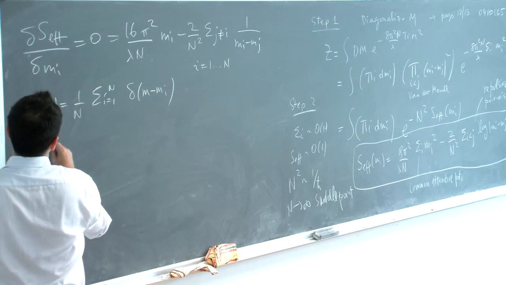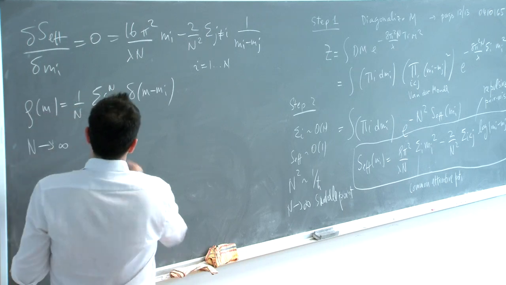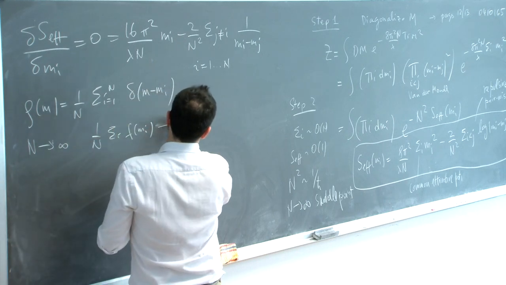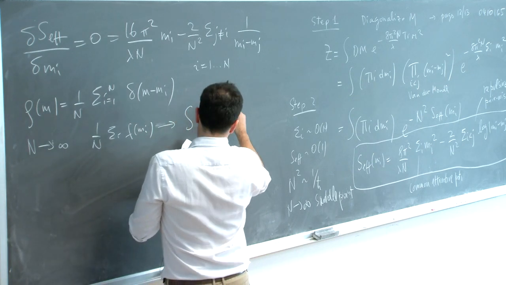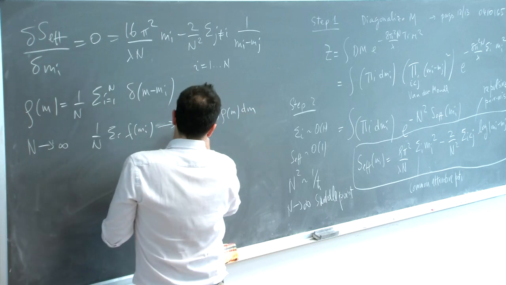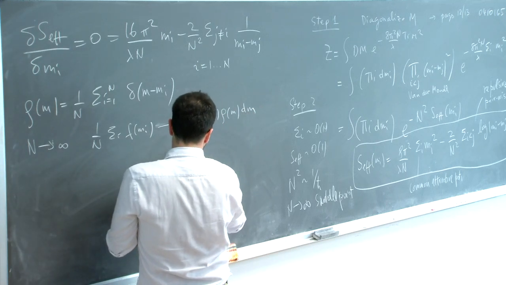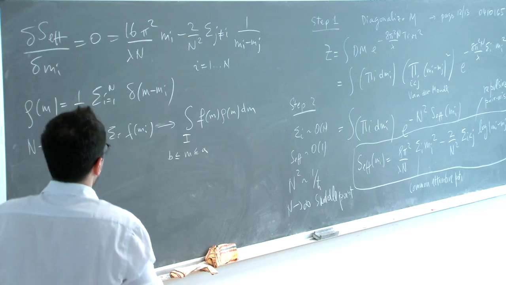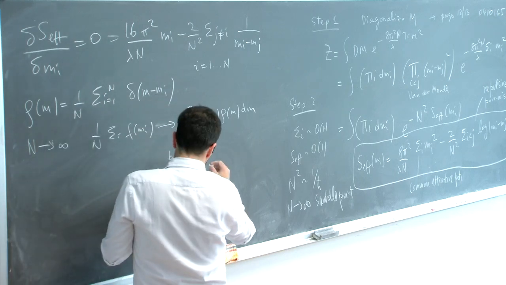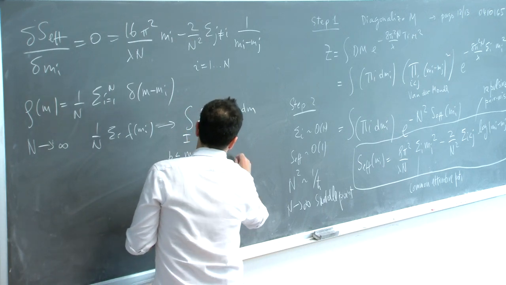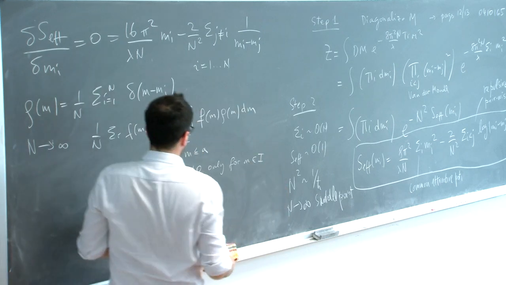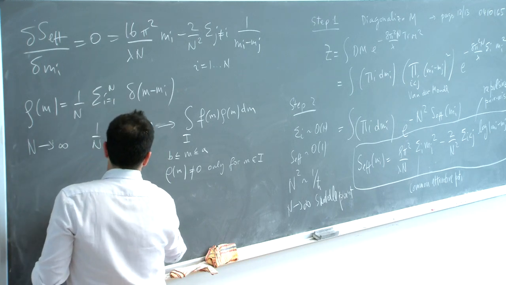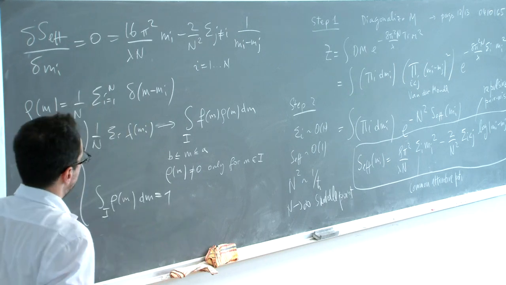When I take the continuum limit, the n going to infinity limit, 1 over n sum over i of some function evaluated on mi becomes the integral of f of m, rho of m, dm. I assume that m is contained in an interval. This is called the one-cut solution, so rho of m is different from zero only for m in this interval. And this is normalized to 1, so the integral of rho of m dm is equal to 1. This is what happens in the continuum limit.